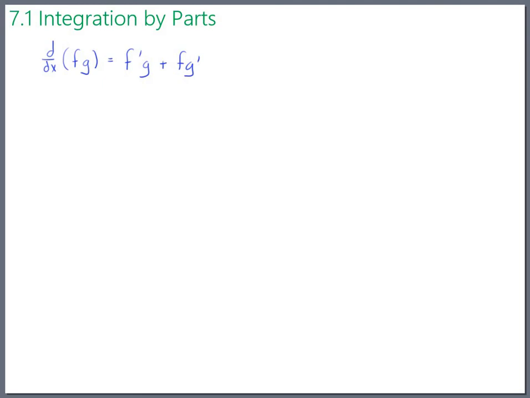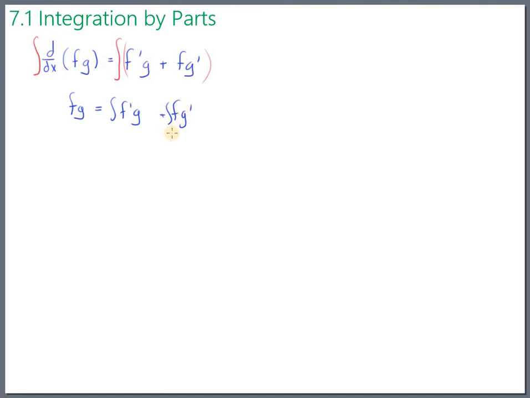So let's get on the right layer, and let's integrate. Integrate that side, integrate that side. We know the fundamental theorem of calculus, integral and derivative undo each other. So this side just becomes fg. And we know on the other side that the integral of 2 things added becomes separate integrals. So I'm just going to write this as integral f prime g plus integral f g prime.